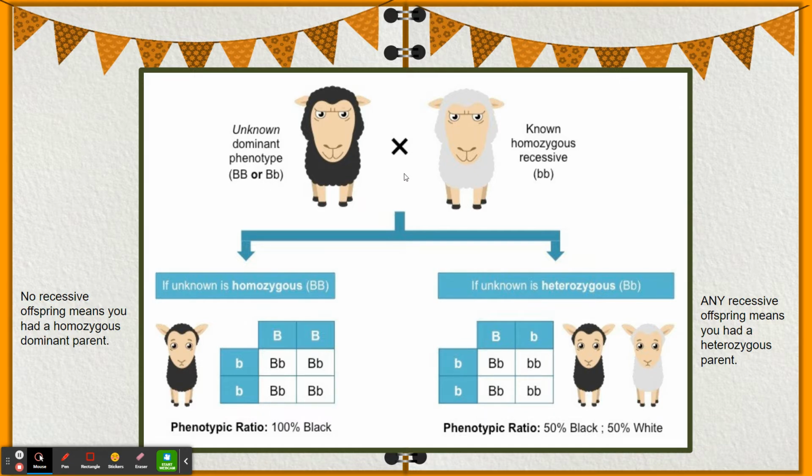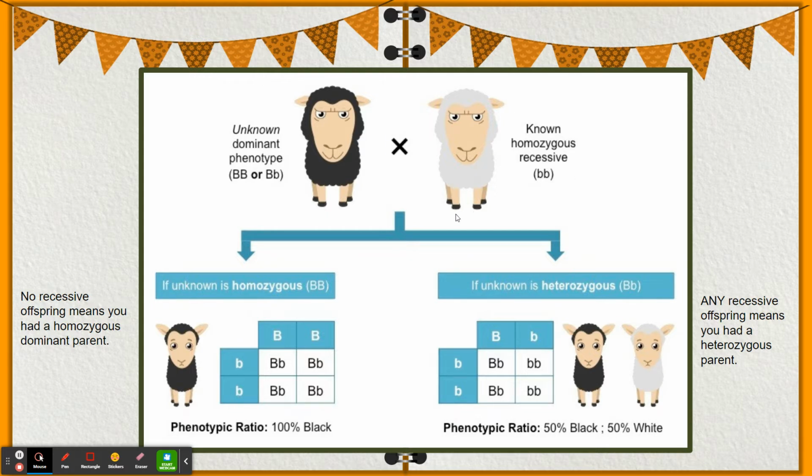So let's take a look at the offspring. Looking at the offspring will tell you the genotype of your parent, the unknown dominant. So if all the offspring are black, they're all dominant, then your parent was probably big B, big B, and passed on that big B allele. But if you have any recessive offspring, then you had a heterozygous parent that passed on that little b to that white recessive offspring.